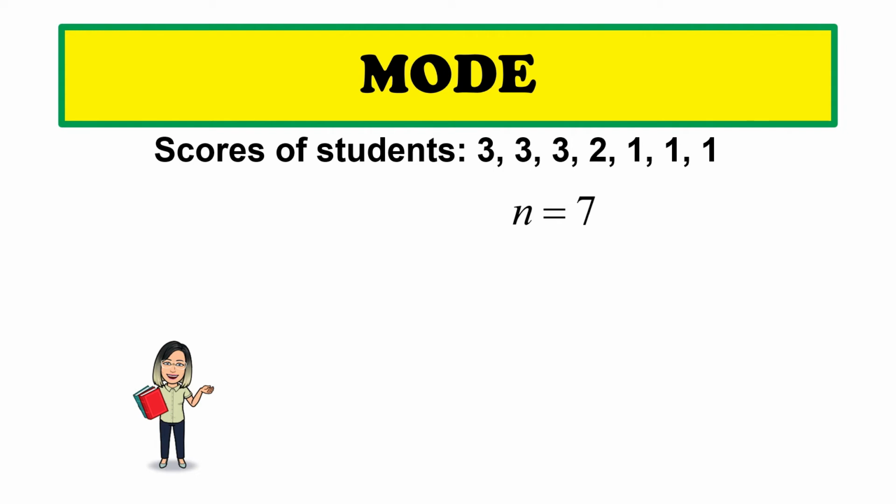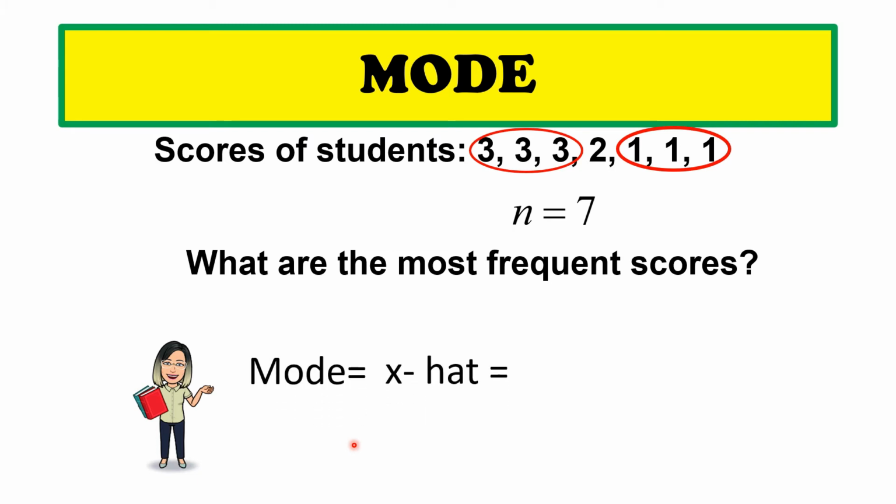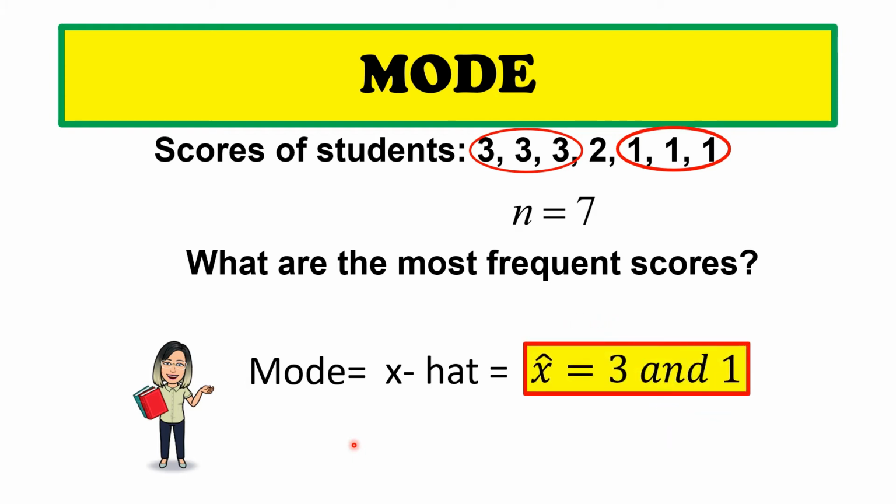We need to find the mode. Scores of students 3, 3, 3, 2, 1, 1, 1. n is 7. What are the most frequent scores? So we have number 3 and number 1. So the mode is represented as x hat, which is equal to 3 and 1.